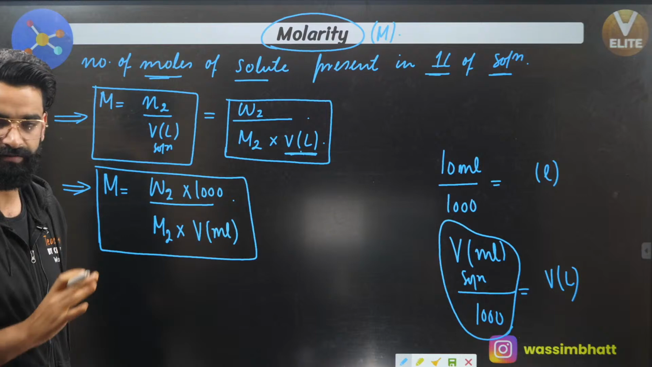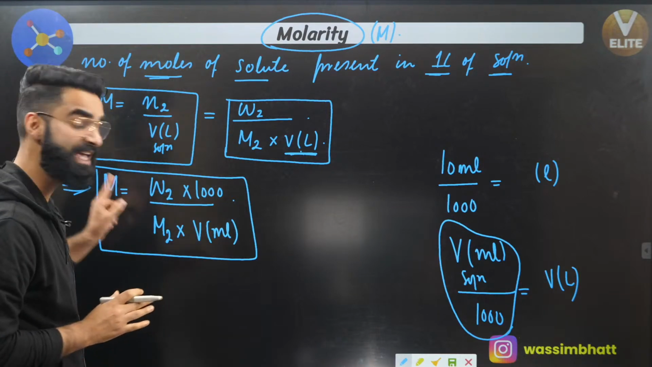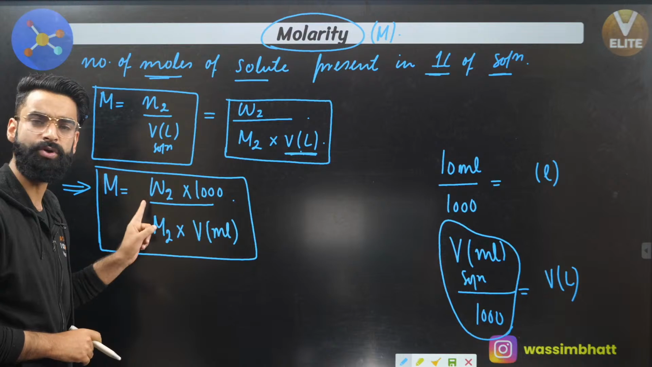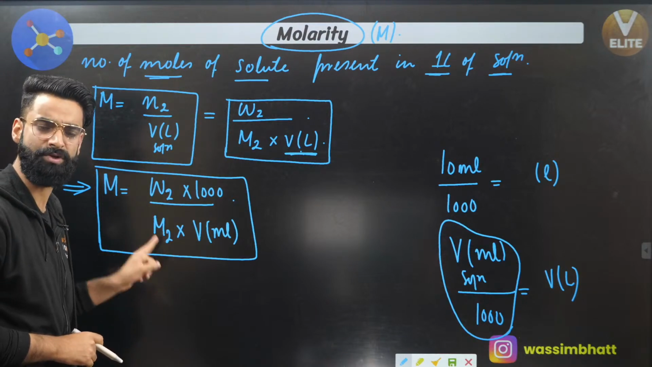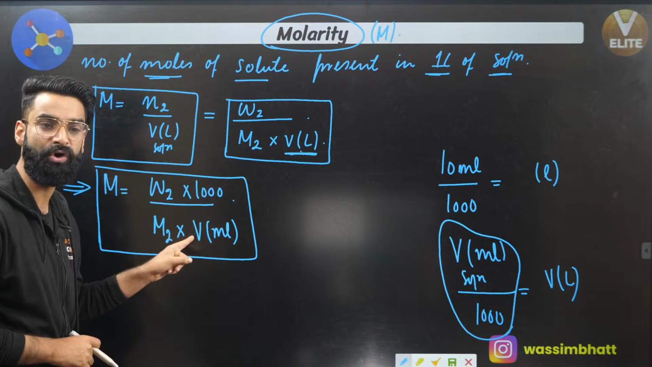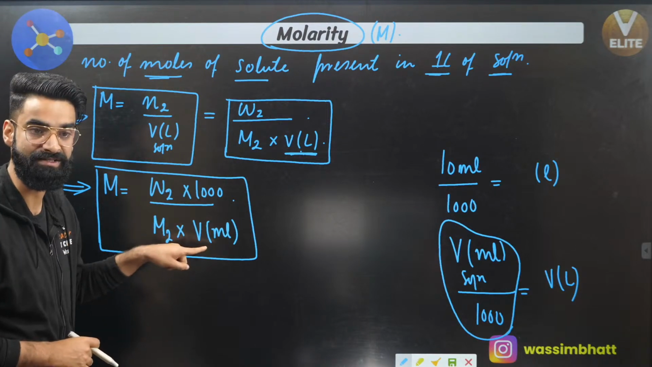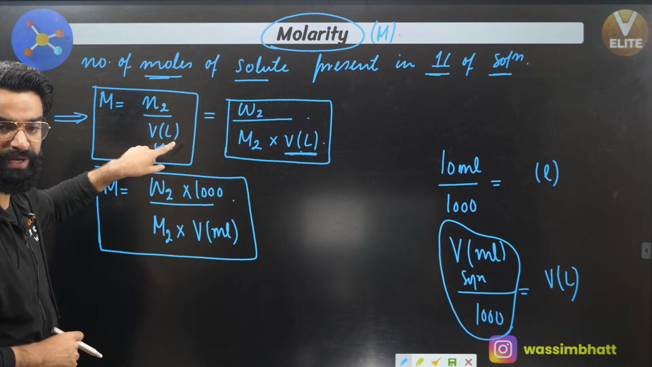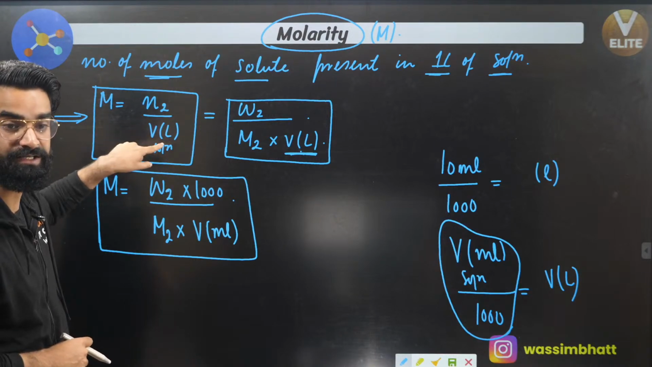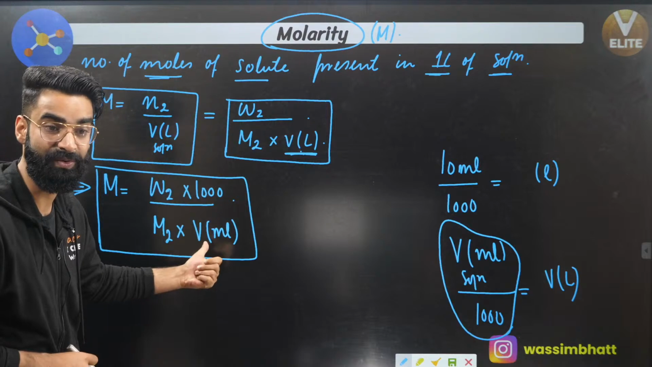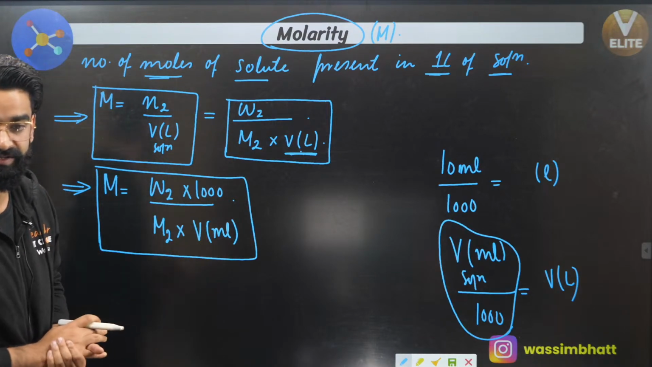I'm sure this is clear to everyone, okay? Be careful with the terminologies. Again, I'm telling you, what is this W2? W2 is the mass of solute. What is this M2? M2 is the molar mass of solute. What is this V over here? V is the volume of solution in milliliters. But in the above formula, this V is the volume of solution in liters. In the second formula it is the volume of solution in liters, but in this one it is the volume of solution in milliliters.